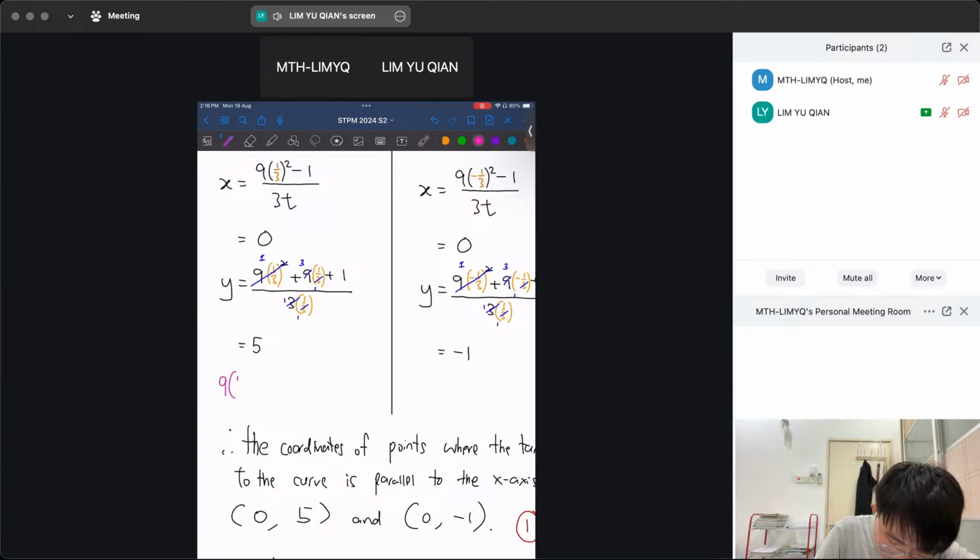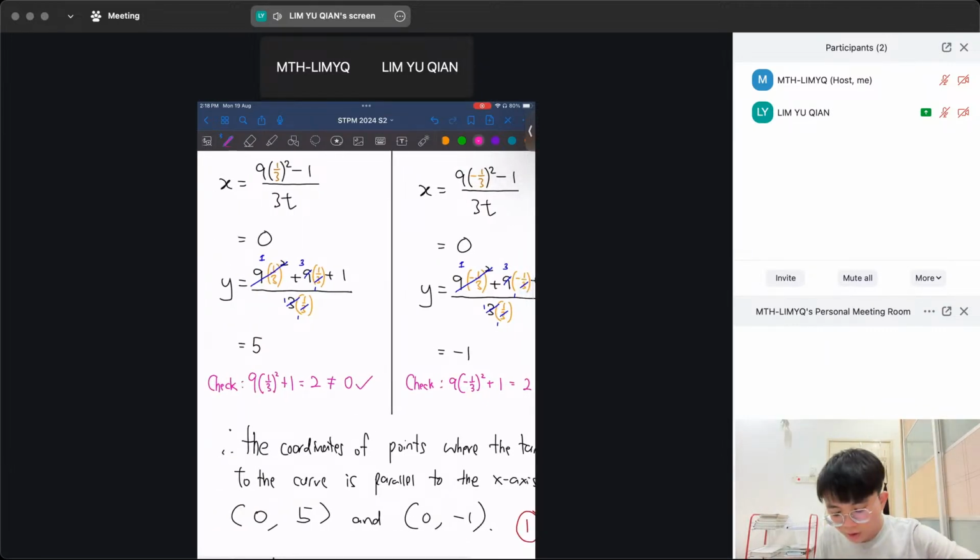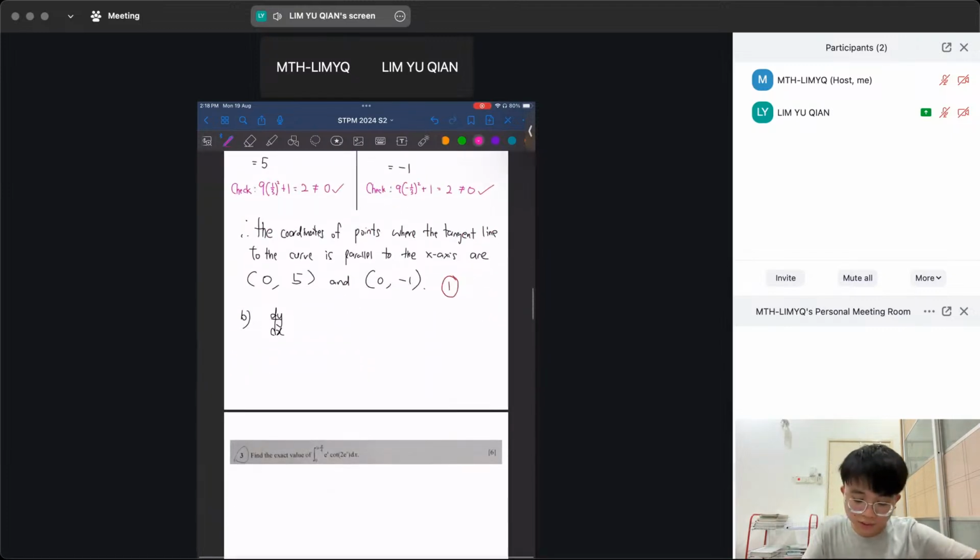So if you substitute, check: 9t squared plus 1 is equal to 2, which is not equal to 0, so that's okay. The other one should be the same. Check: 9 times (-1/3) squared plus 1 also equal to 2, which is not equal to 0, so that's also okay. That's just a simple thing.